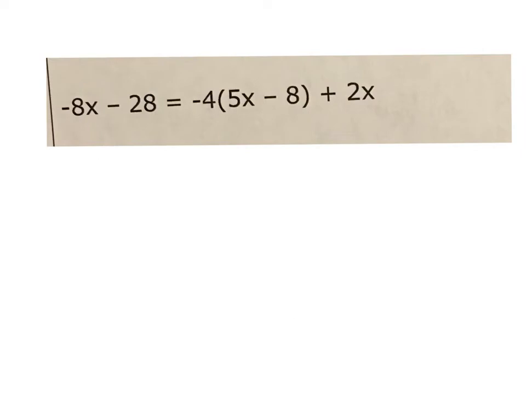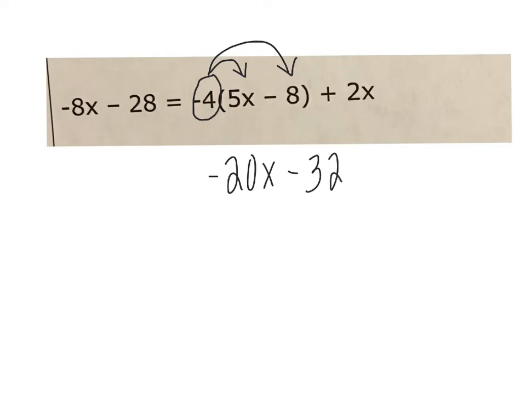All right, next one, same thing. Start with your distributive property. So you're distributing -4 out to what's in the parentheses. That would give you -20x. And then distribute it out here: -4 times -8 is +32, because a negative times a negative is a positive. Then bring down your plus 2x on this side, and on the left, bring down your -28 and your -8x.